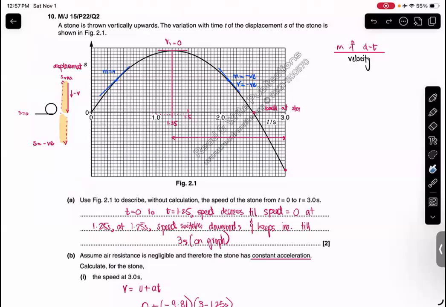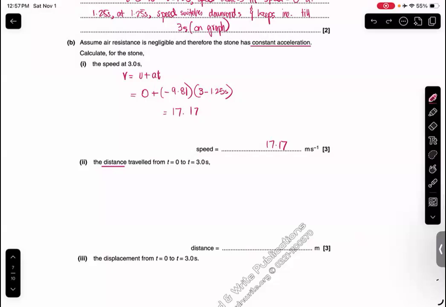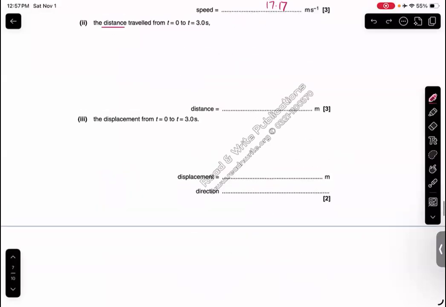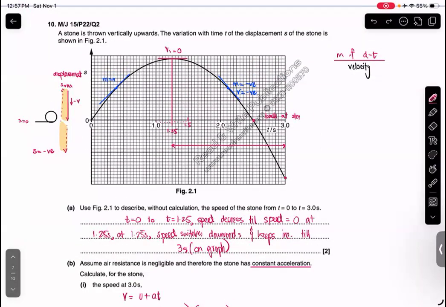How do you find out the distance? Yes, guys, any idea? Yes, Anya. What are you saying, Aris? Won't distance just be equal to displacement as it's thrown vertically upwards?